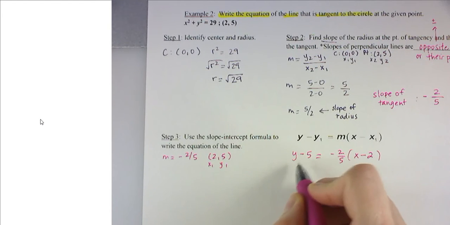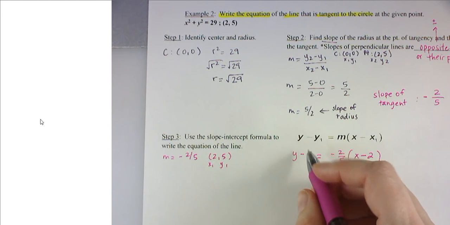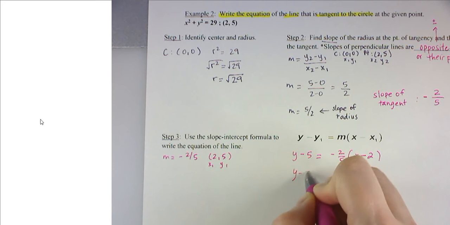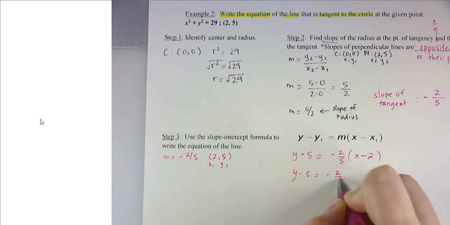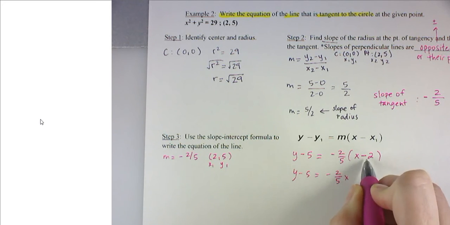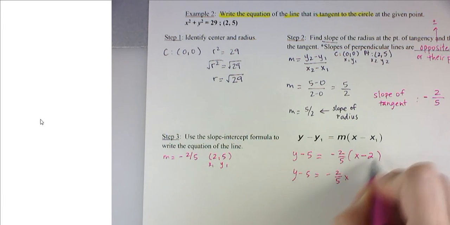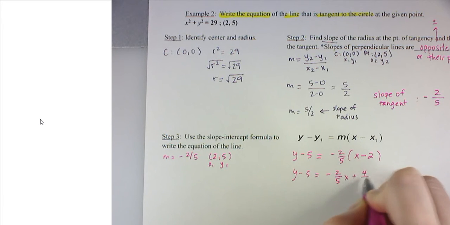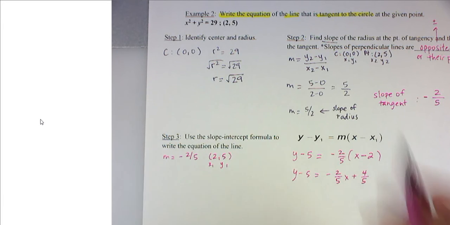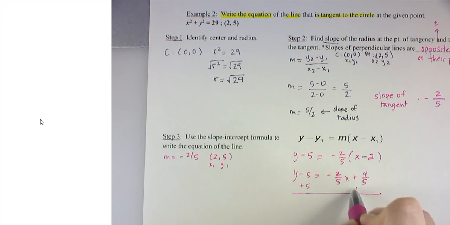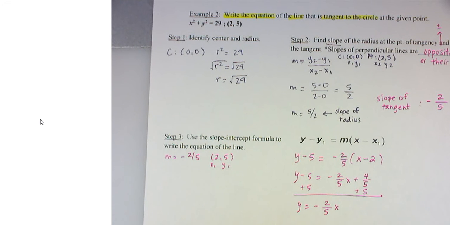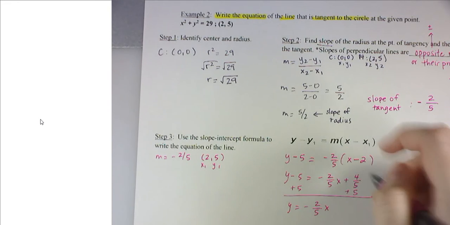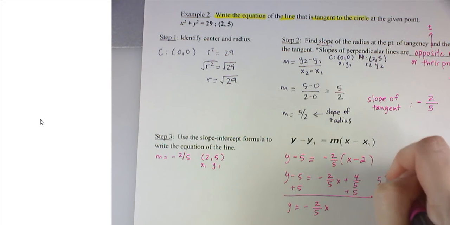So if we distribute -2/5 times -2, a negative times a negative is a positive, so this is +4/5. And then we will add 5. So y equals -2/5 x, and then we're going to turn this into an improper fraction. So 5 4/5. 5 times 5 is 25, plus 4 is 29, so this is 29/5.